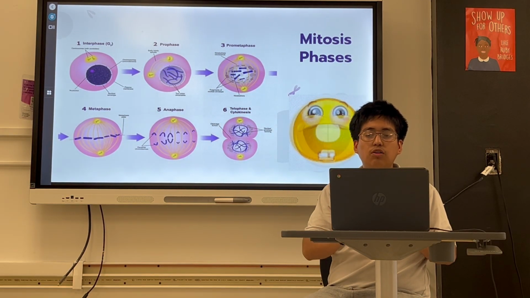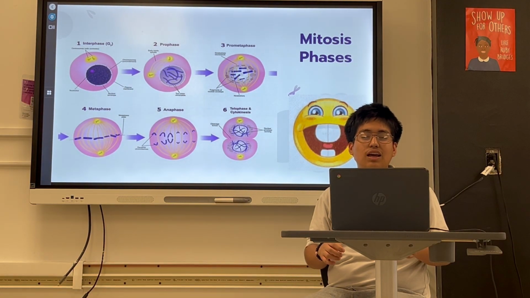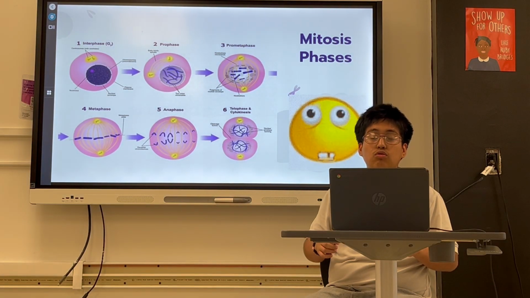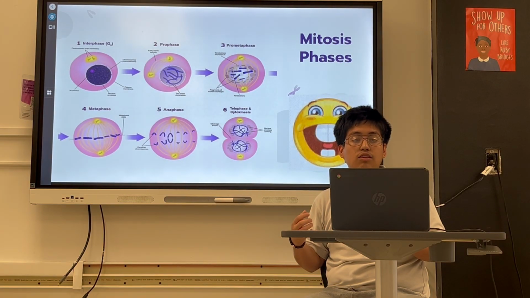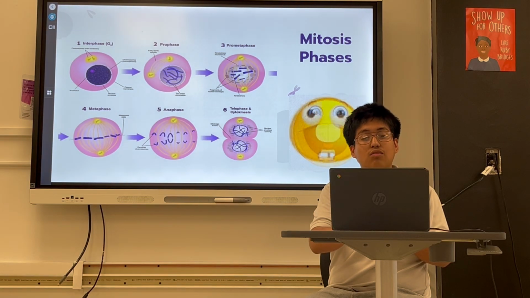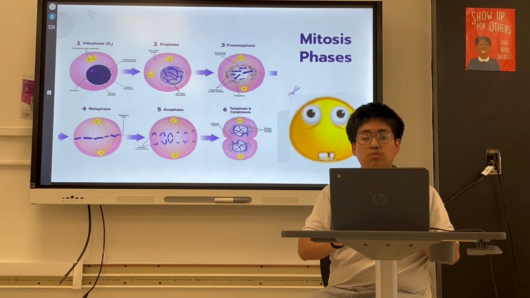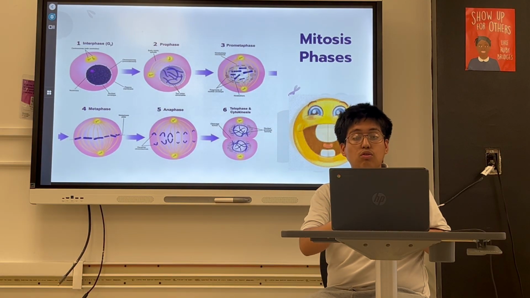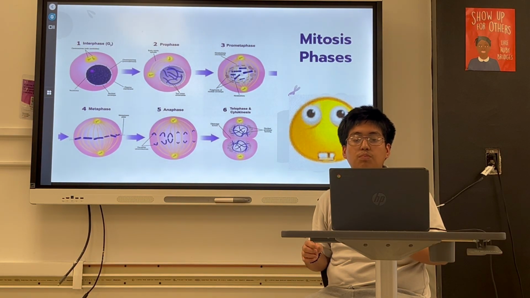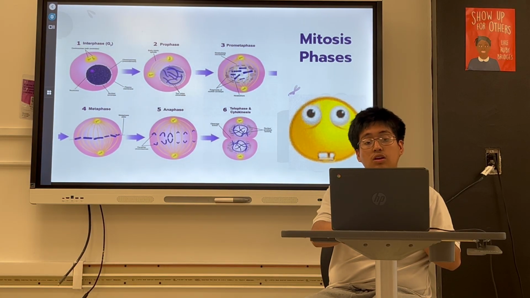Prometaphase, following after prophase, is characterized by the complete breakdown of the nuclear envelope, allowing spindle fibers to then enter the nuclear region and attach themselves onto chromosomes at specialized protein structures called kinetochores. These kinetochores are located at the centromeres. Each sister chromatid becomes attached to spindle fibers originating from opposite poles of the cell, ensuring that they will be pulled apart correctly later on.